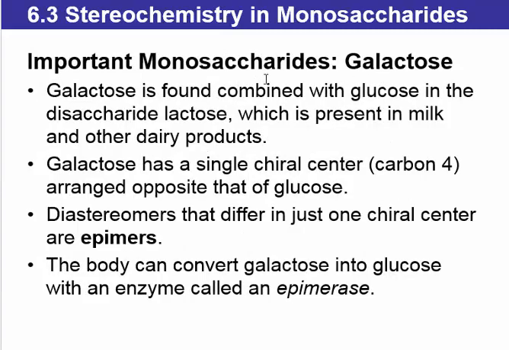Galactose is another important monosaccharide. It is a diastereomer of glucose, and the disaccharide lactose is made of one molecule of galactose and one molecule of glucose, and this disaccharide lactose is found in dairy products. Galactose differs from glucose on one chiral carbon, carbon 4. Diastereomers that differ in just one chiral center are known as epimers. And the human body actually can convert galactose into glucose with an enzyme known as epimerase.